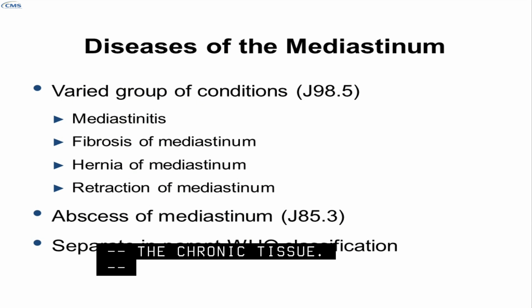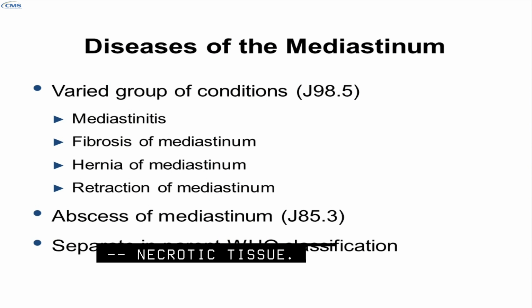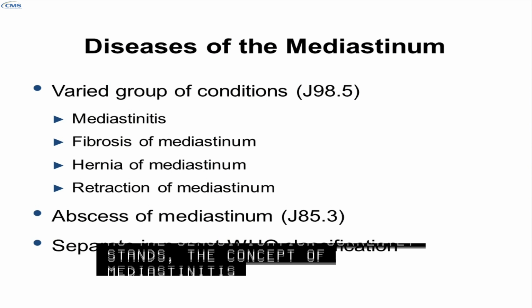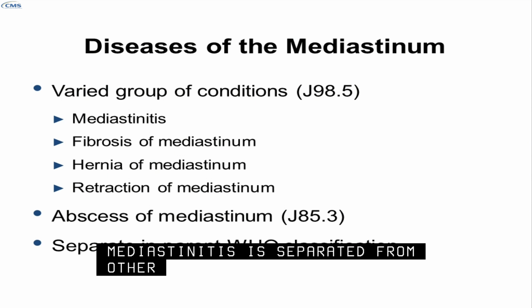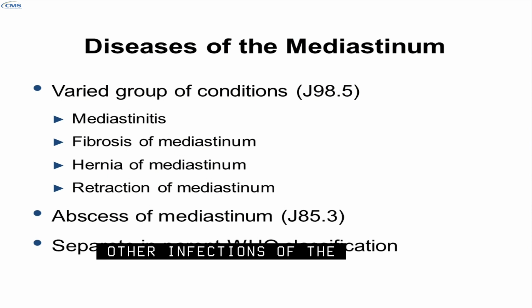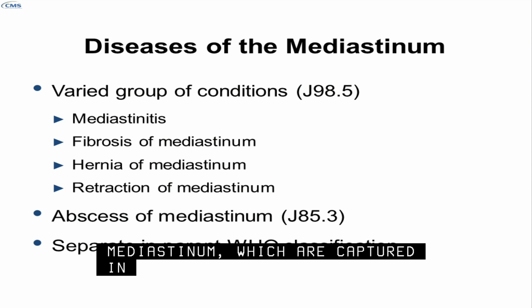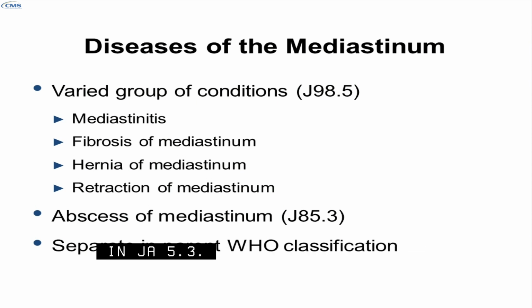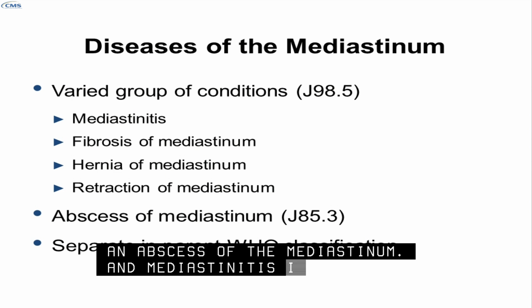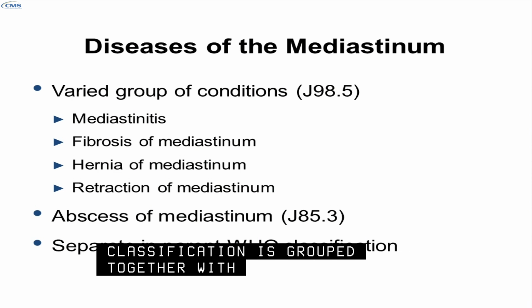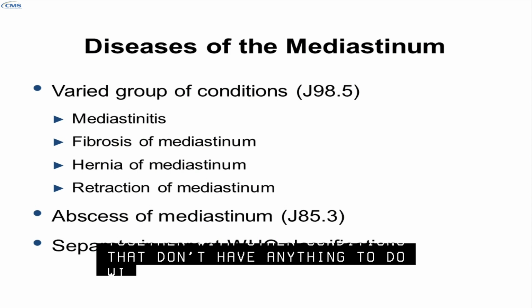Unfortunately, as the classification currently stands, the concept of mediastinitis is actually separated from other infections of the mediastinum, which are captured in J85.3, for example, an abscess of the mediastinum. And mediastinitis in the current classification is grouped together with other conditions that really don't have anything to do with significant life-threatening infection of the mediastinum.